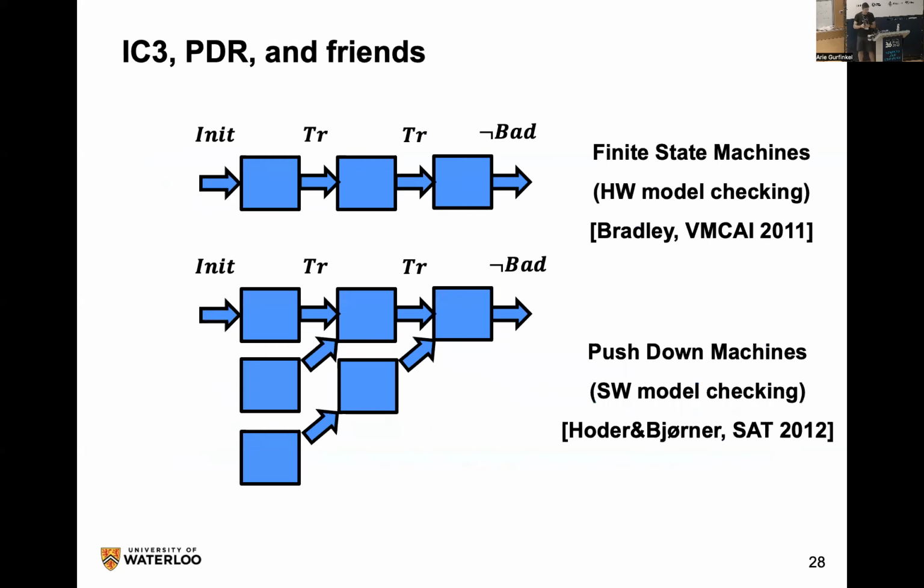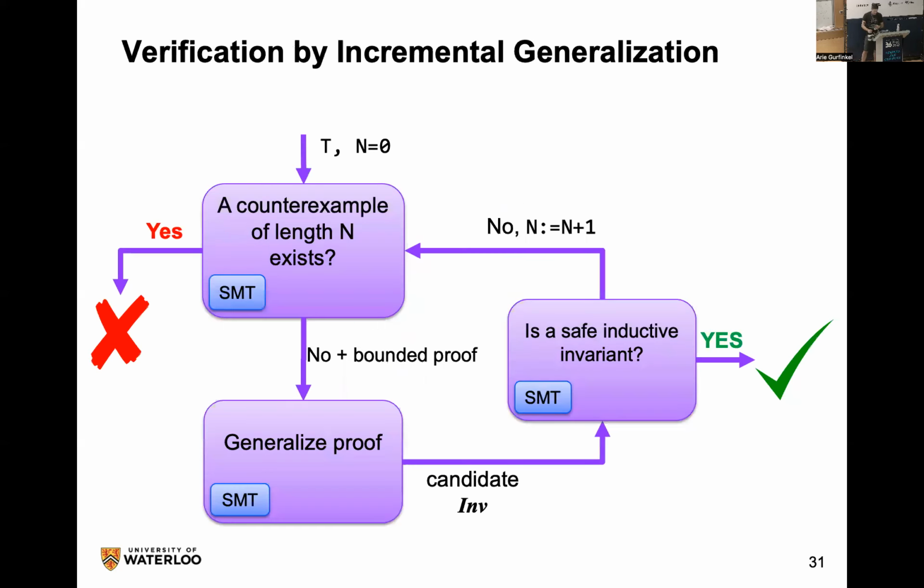So I said that we're building on IC3 and IC3 PDR from hardware, really building on two works: the original work by Aaron Bradley on IC3, and a work by Nikolaj and Christoph on extending this to generalized PDR. The basic premise of how to do this is this idea of verifying by incremental generalization. There's going to be a loop like this. We're always going to look for a finite counterexample in some way.